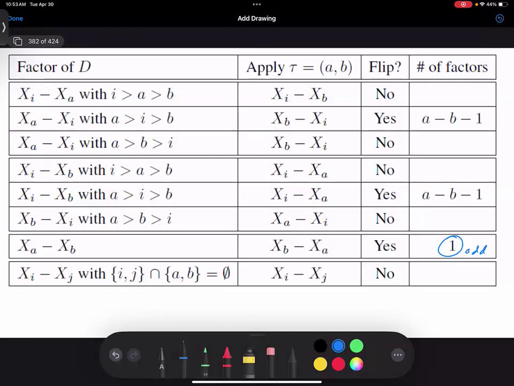He's calculating exactly how many flips we have in each situation. So whenever we have a factor of xa minus xi with i between a and b, we're going to get a flip. It's going to become xb minus xi. That's actually balanced. It can be paired with all the flips from xi minus xb with i between a and b. So he calculates that the number of such factors is a minus b minus 1 in both. I don't care how many there are. All I need to know is what's true about these two numbers.